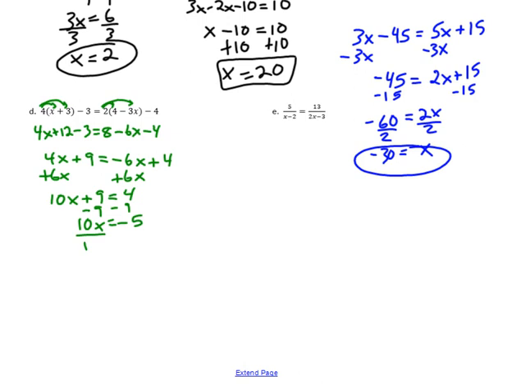Then divide by 10. And I can reduce the 5/10. 5/10 is the same thing as 1/2. Divide both of them by 5. And I end up with x equals negative 1/2. There was a negative on there too.